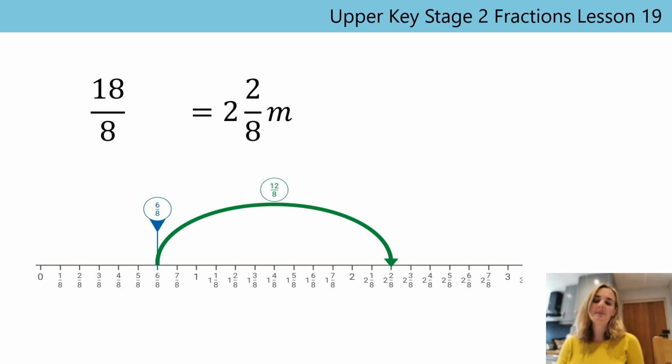Okay, but remember, we're thinking about simplifying fractions. And that means we need to check our final answer and decide, is it in its simplest terms? And hopefully most of you did spot that no, 2/8 is not in its simplest terms, because 2 and 8 have that highest common factor of 2, don't they? Yep. So 2/8 can be simplified to a quarter. So our final answer is 2 and 1/4.